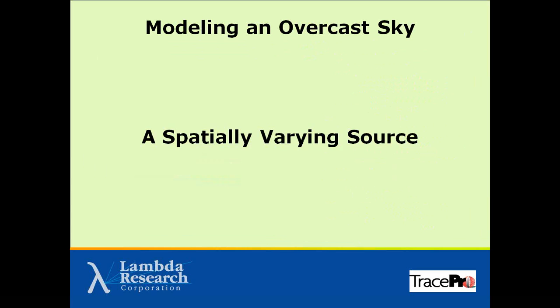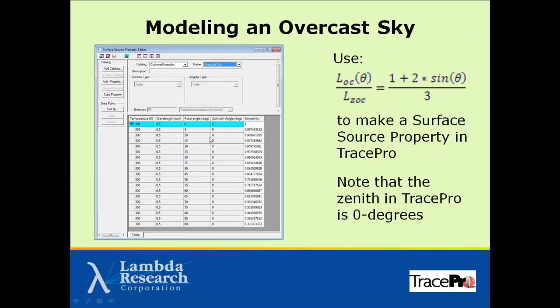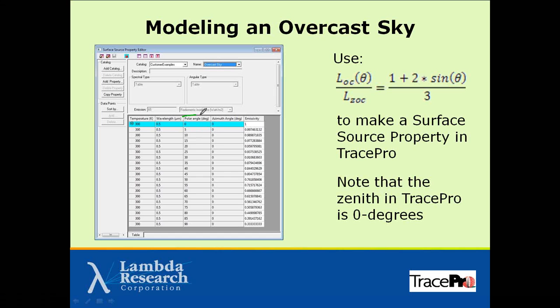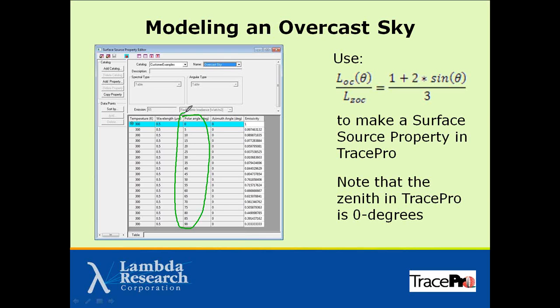Let me just go back to my surface source here. Here's an example of a surface source property. Again, this is the one we used for the Overcast Sky. But as you can see, we have a polar angle column, and you can define the emissivity as a function of polar angle. So here, if I can draw over here, say we had a source and it's emitting light in this direction, and we wanted to confine the light into this angle. So say this is 45 degrees in each axis.